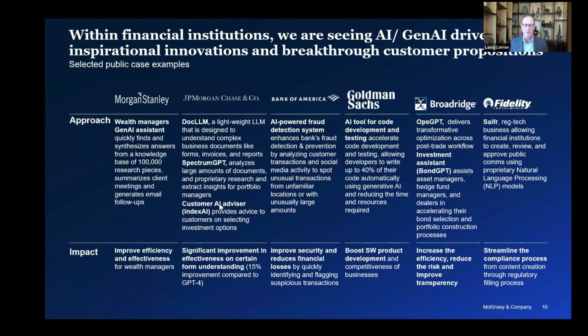Bank of America and Goldman Sachs, very visibly, Goldman Sachs probably one of the front runners in code acceleration today. Broadridge, a company that many of you may not be aware of, has also been a great front runner with both Bond GPT and Ops GPT, as a way to accelerate the middle and back office operations of investment institutions, or a way to connect bond traders more seamlessly. And finally, Fidelity as well has been quite visible.